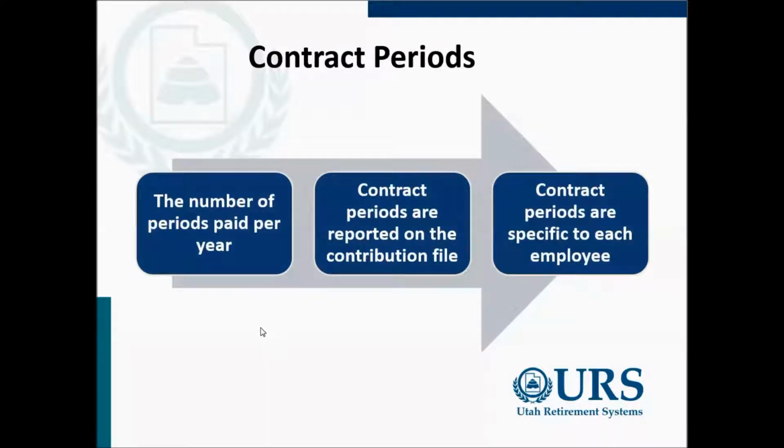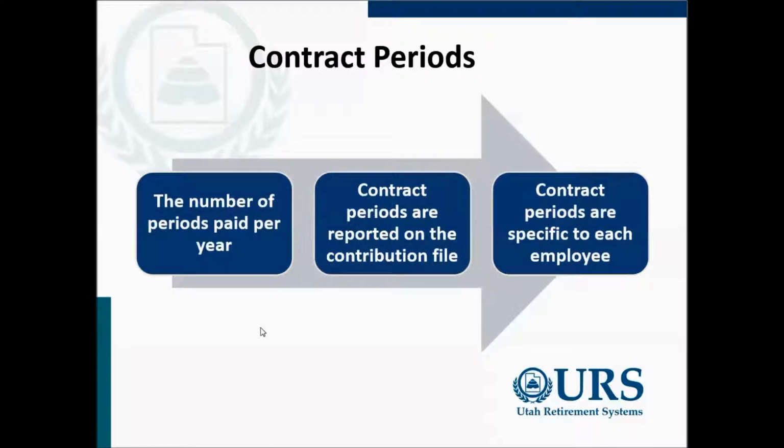Let's talk about a contract period. What is a contract period? A contract period is the number of periods per year that I am going to have a paycheck and contributions submitted to URS for me. The contracts are all reported on the contribution file, and one thing you want to keep in mind is the contract periods could be specific to each employee. It's not just a general overview. So let me give you an example of how these contract periods work.